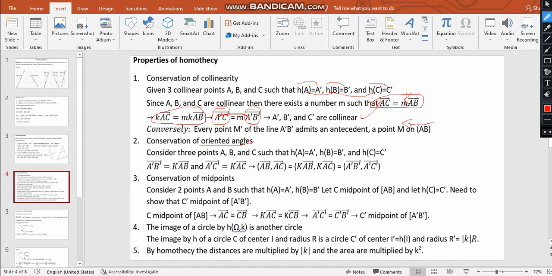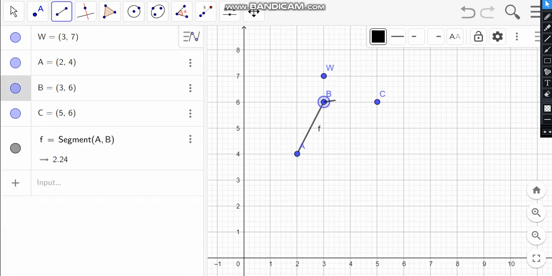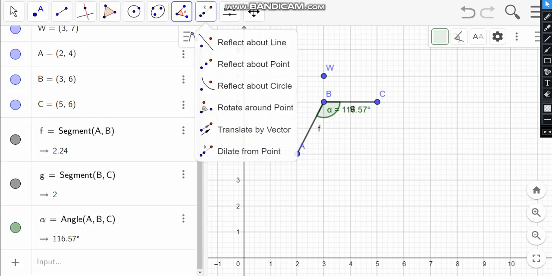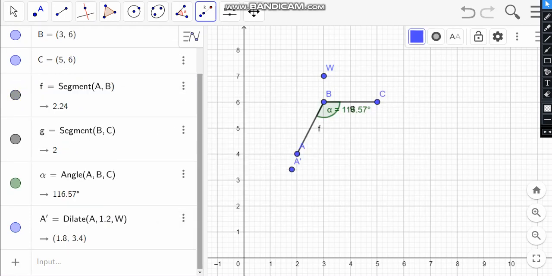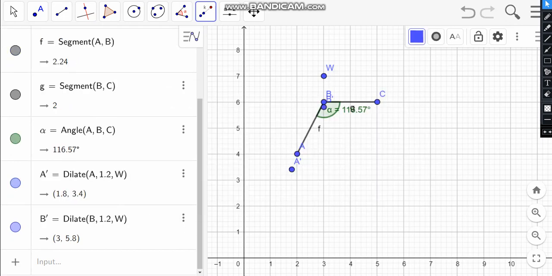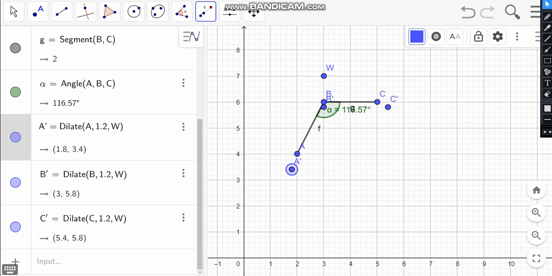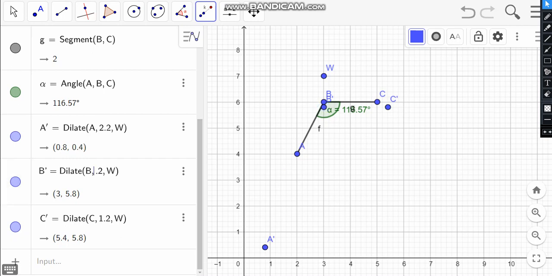It preserves oriented angles, so let us see it on GeoGebra, then we prove it here. So I have points A, B, C here. If you join them with segments, you see the angle between these is 116.57. Now if you do the homothecy of point A with respect to omega, let me do it with 1.2 this time, and that of point B also factor 1.2, and C with 1.2. It's very near, so let me do it with 2.2 for each one, it's clearer.